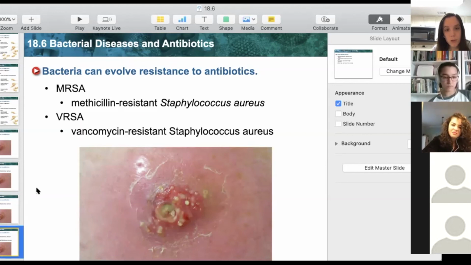There's also VRSA, which stands for vancomycin-resistant Staphylococcus aureus. Both these strains are staph infections, and both are immune to certain antibiotics. They're not impossible to treat, but they are quite difficult to treat because we have to use different medicine than we're used to, to kill these bacteria.